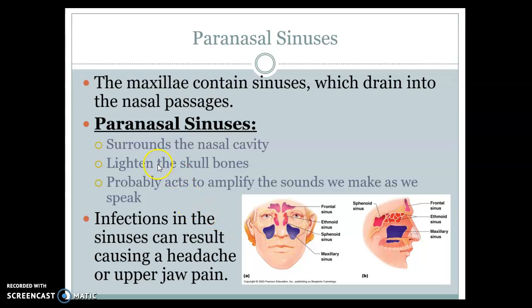Those are called paranasal sinuses. Para means around, nasal, so near the nose. These sinuses surround the nasal cavity, and one of their main functions actually is to make the skull lighter. And that's actually a good thing because you're holding your head on top of your body all day, and it's better if it's lighter, so you don't have to use as much muscle strength to keep it up there.